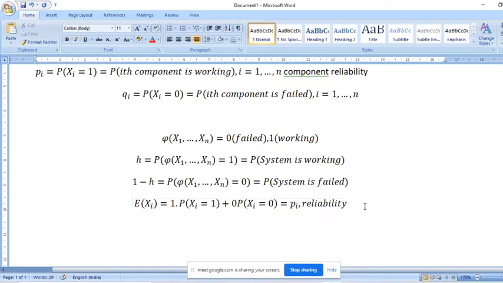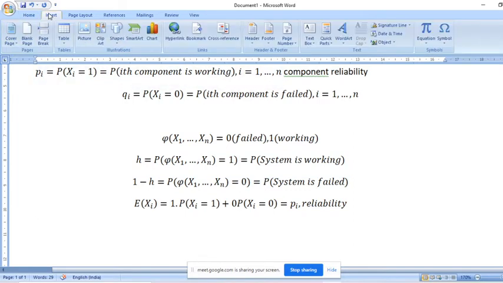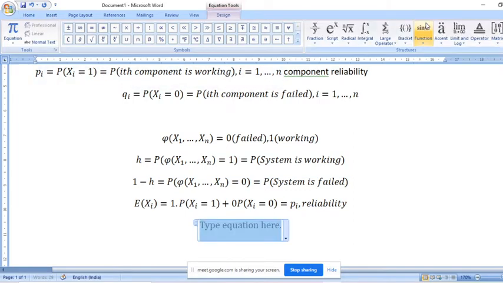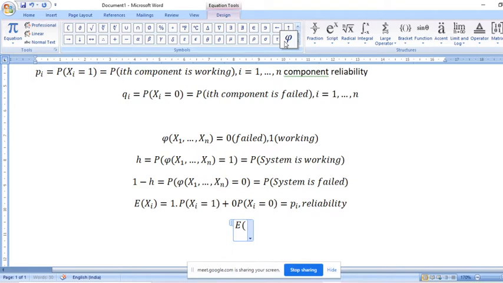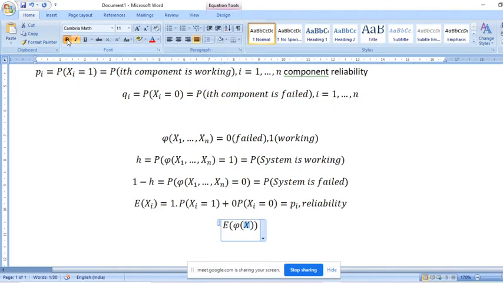Similarly, what will be the system reliability? Let us compute the expectation of the system structure. So what is that? The expectation of phi of x, where instead of x1, x2, and so on, we write just x and we bold it. So that is the expectation of phi of x.